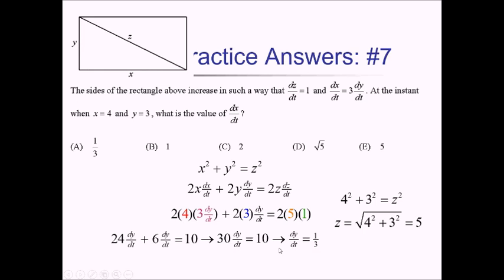Now ultimately we wanted to find the value of dx over dt. So before you go ahead and pick A, that's not actually the number we wanted. We wanted to plug 1/3 in for dy over dt in this equation up here. So we're going to write dx over dt equals 3 times this 1/3, which actually comes out to 1. So that ends up being answer choice B.